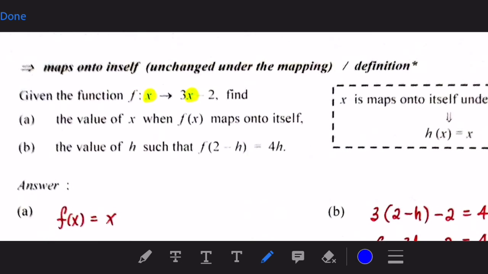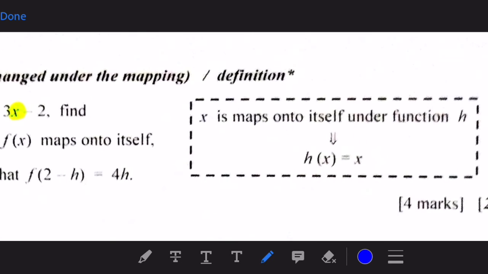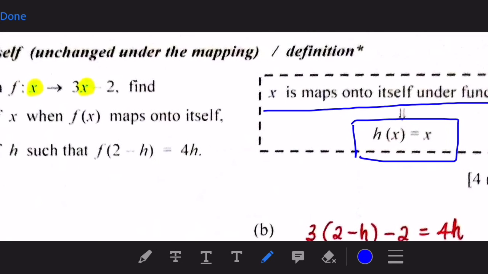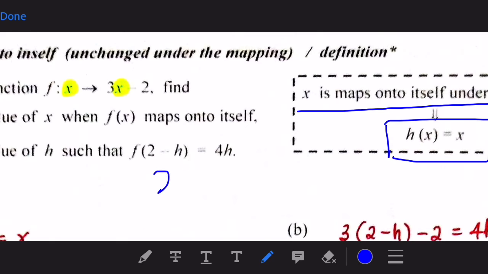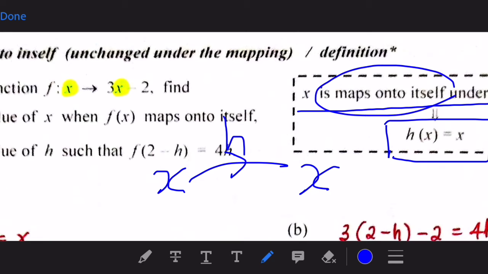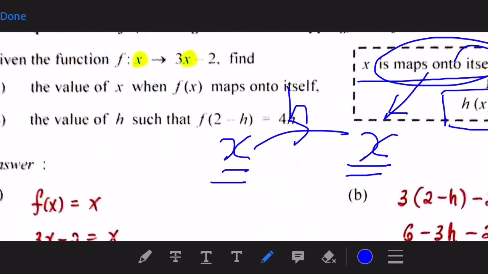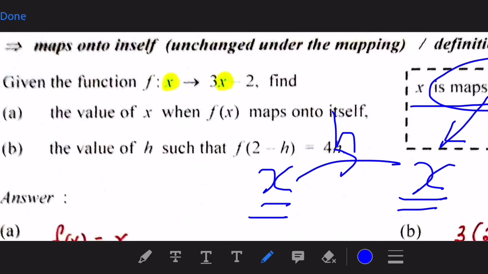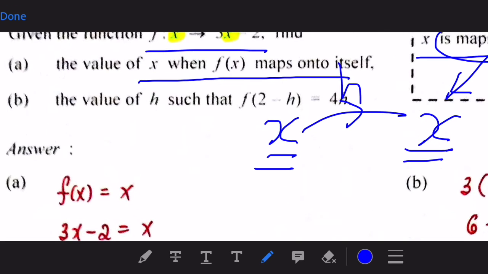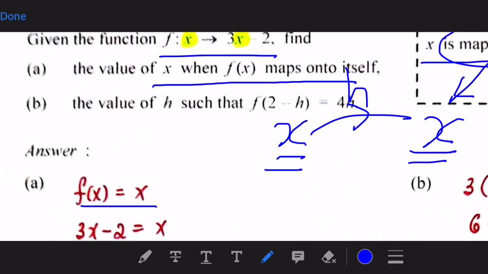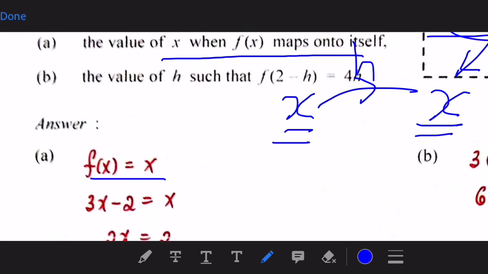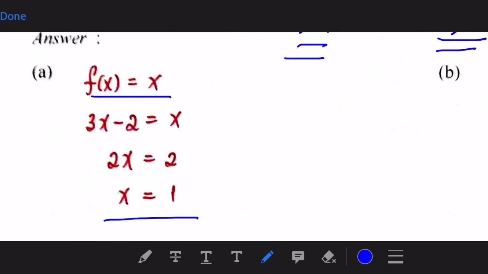Alright, so let's proceed to the next one. When we talk about maps onto itself under the function, you need to use the concept that the object and image are the same. That means the function h will bring the object to the image. We say maps onto itself, meaning that if the object is x, the image also will be x. Given a function, find the x when it maps onto itself. What you need to do is let f(x) equal to x. So you substitute x for your f(x) and you solve it. Your x is equal to 1, right?